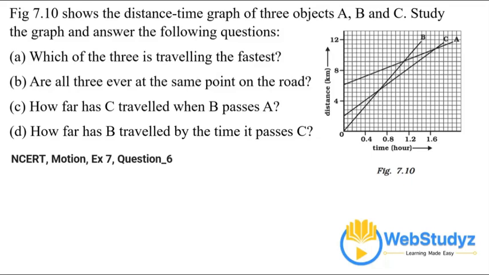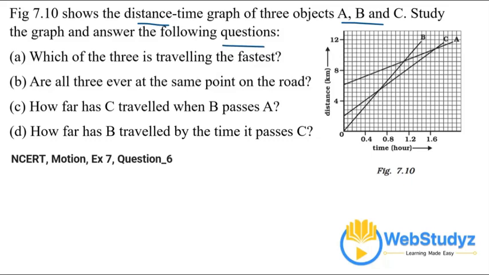Hello students, let's read the following question. Figure 7.10 shows the distance time graph of three objects A, B and C. Study the graph and answer the following questions. A. Which of the three is traveling the fastest?